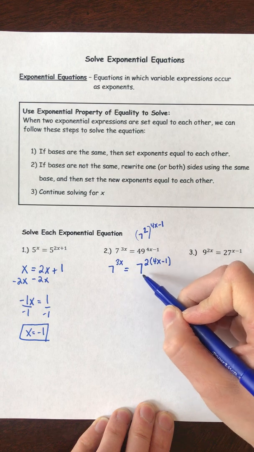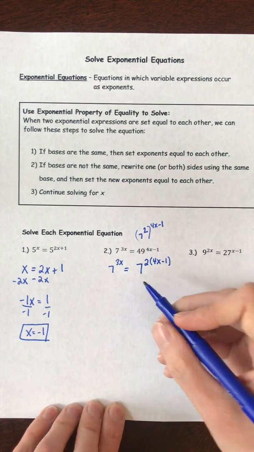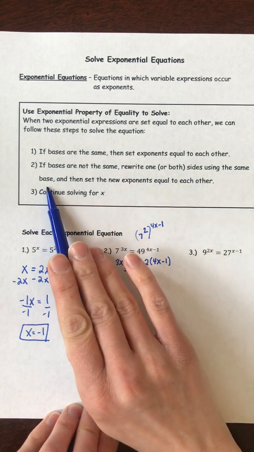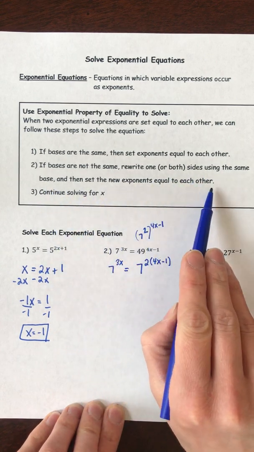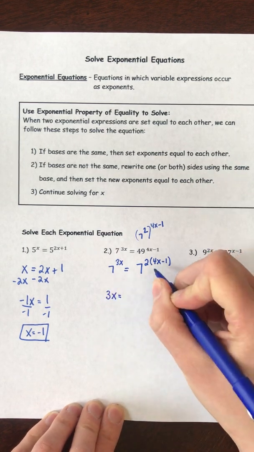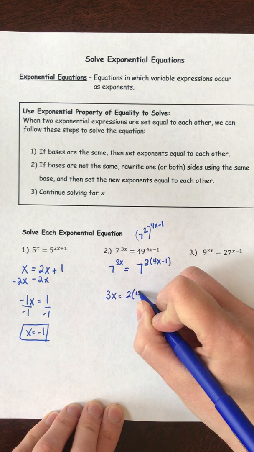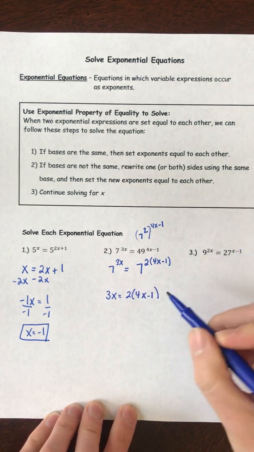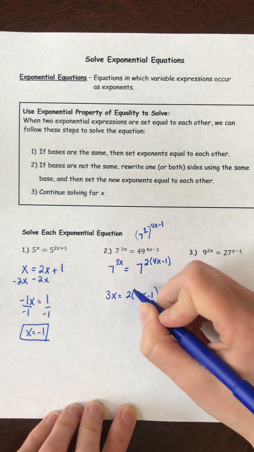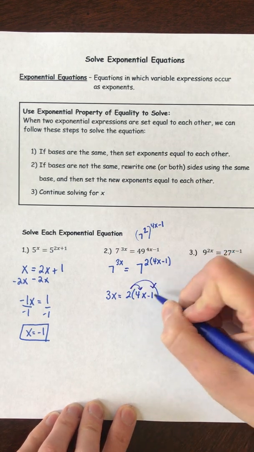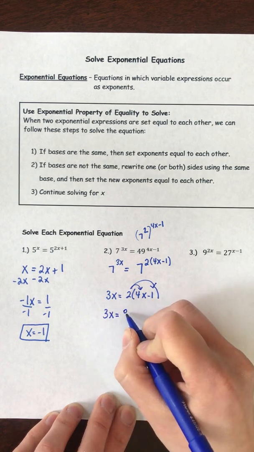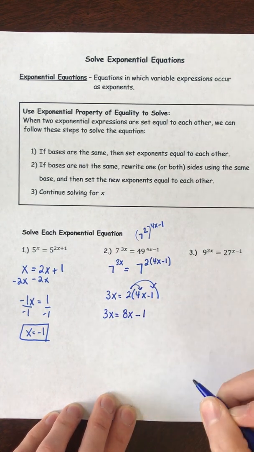7 to some power equals 7 to another power. So what that means is my exponents are equal. So we rewrote both sides using the same base. Now we're going to set the new exponents equal to each other and solve. So now I can set 3x equal to 2 times 4x minus 1. And again, you want to be careful. It's 2 times the entire thing. So not just 2 times 4x, it's 2 times 4x and minus 1, so you want to distribute. So I get 3x is equal to 8x minus 1.